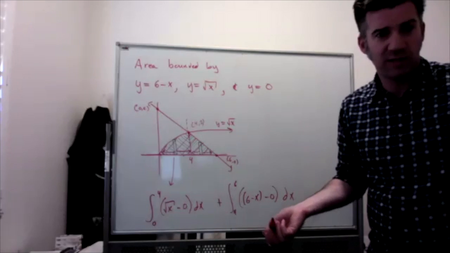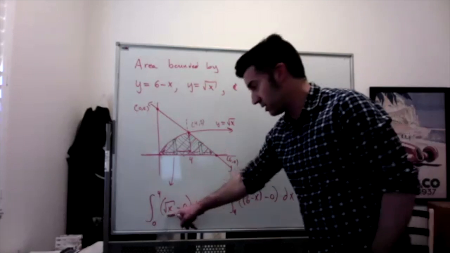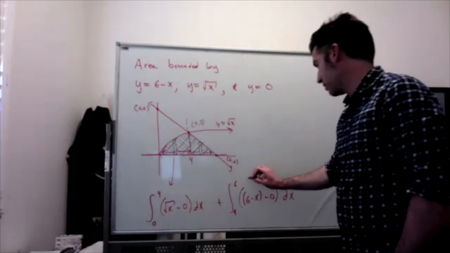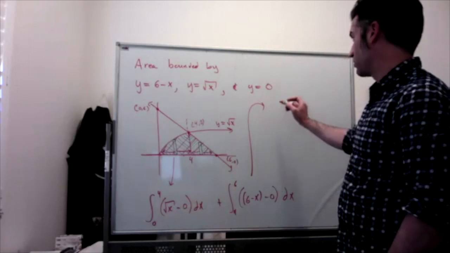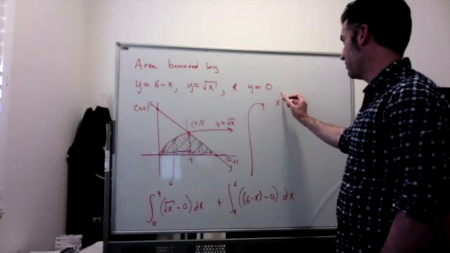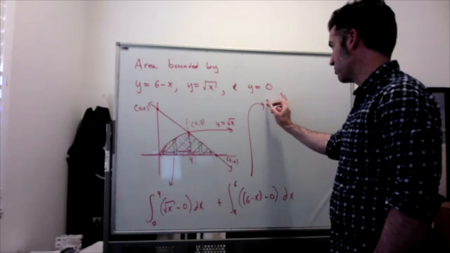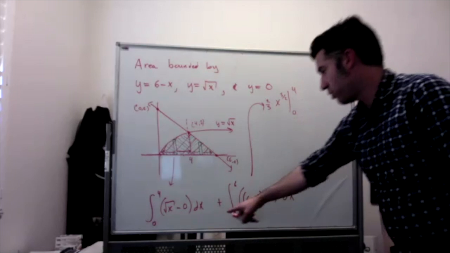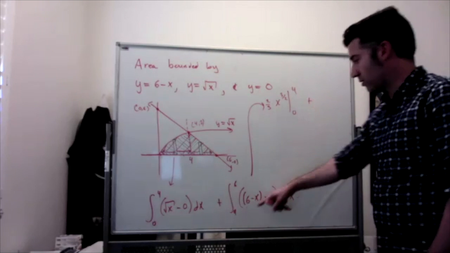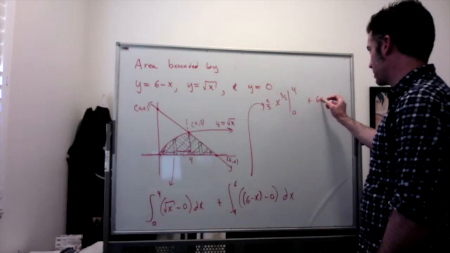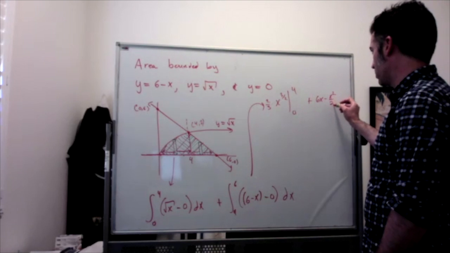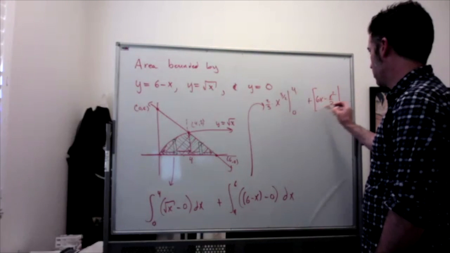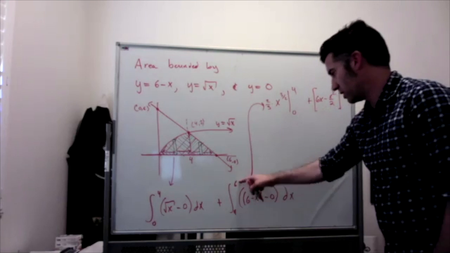So let's calculate this just because it's good to do. This is x to the 1/2. And the integral of x to the 1/2 is going to be x to the 3/2 divided by 3/2, which is multiplying by 2/3, from 0 to 4, plus the integral of this, which is 6x minus x squared over 2, from 4 to 6.